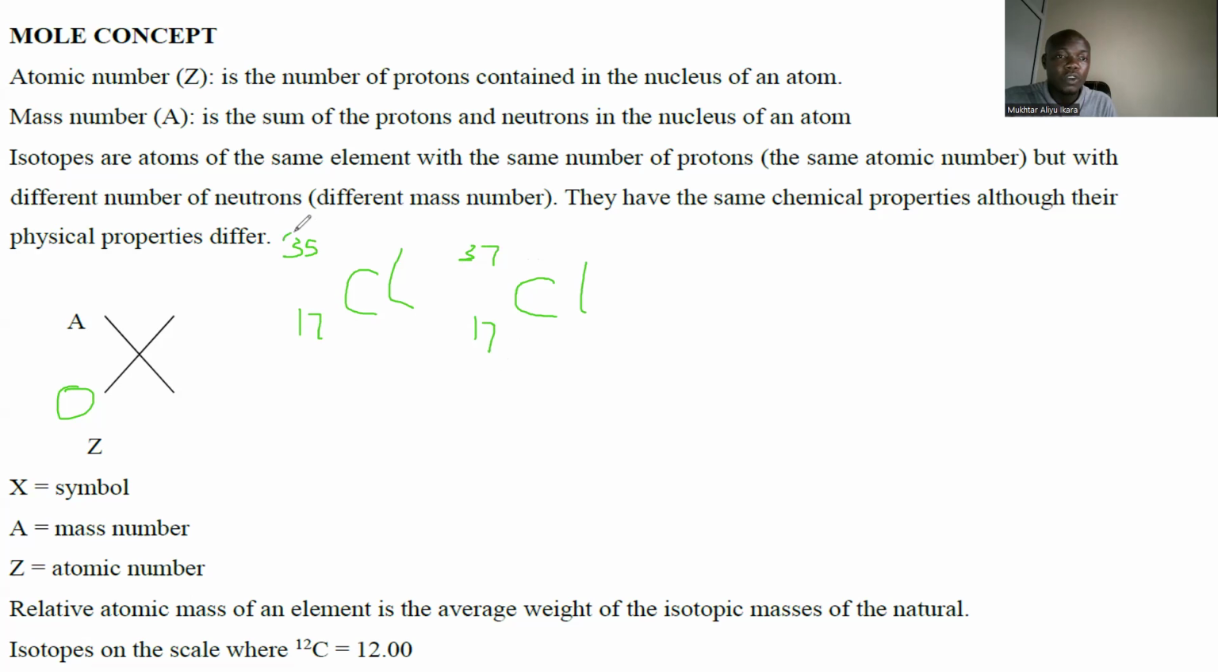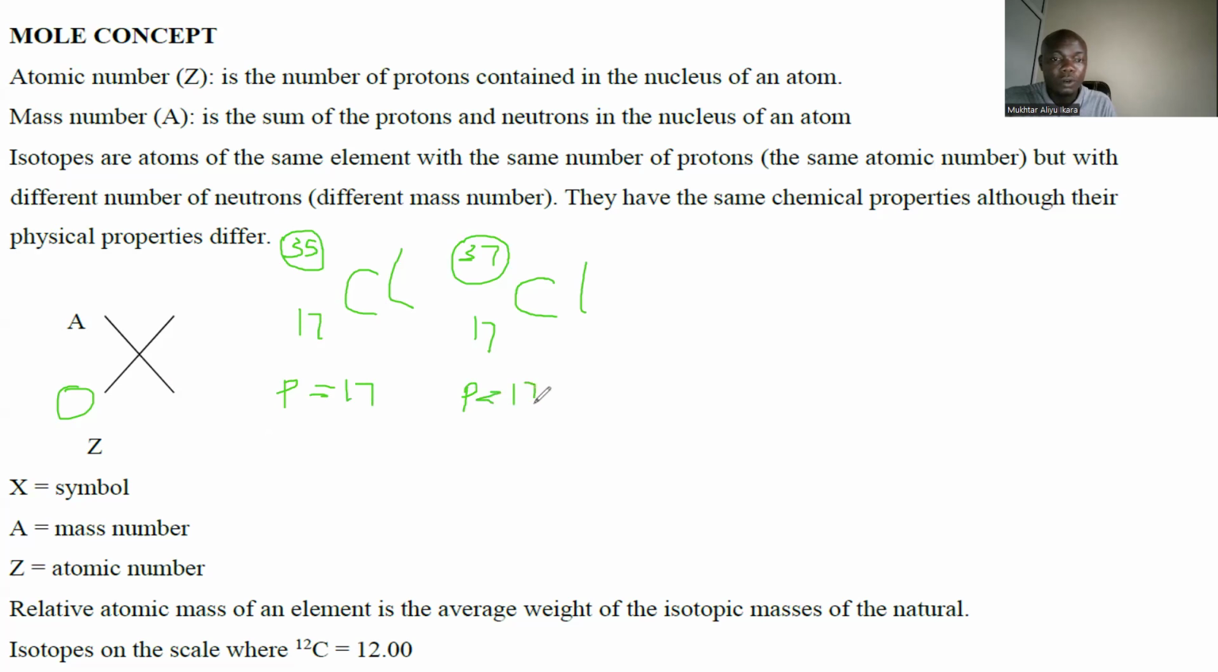The mass number of chlorine here is 35, and the mass number of chlorine here is 37, while the atomic number still remains 17. So that is isotopes. In another way, you can also define isotopes as elements having the same number of protons but different number of neutrons. How do you do that? Atomic number is the proton number. So in chlorine 35, the proton number is 17, and in chlorine 37, the proton number is also 17.